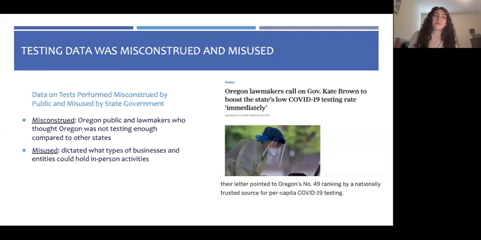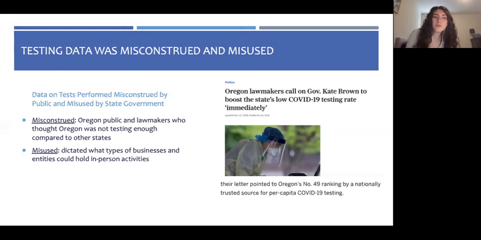However, the fact that Oregon was using a person-based method was not clearly communicated to the public, and as a result, the public as well as lawmakers thought that Oregon was not testing enough compared to other states. And this is showcased in many newspaper publications outlining Oregon's low testing rate. However, if one were to use a test-based method, it would have shown that Oregon was actually on par with other states. So this is an example of this false perception that's a result of poor understanding of data.